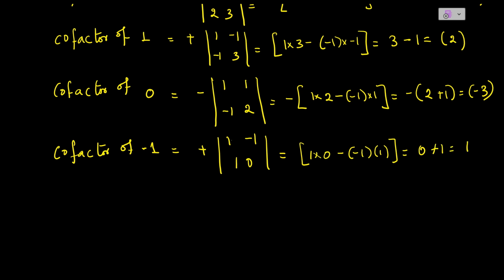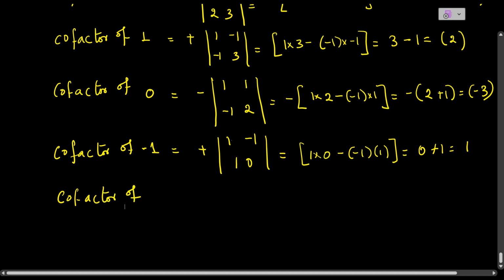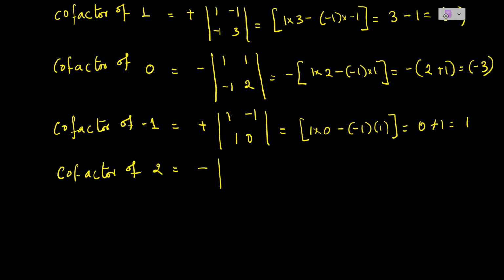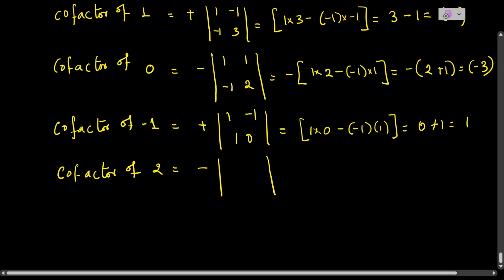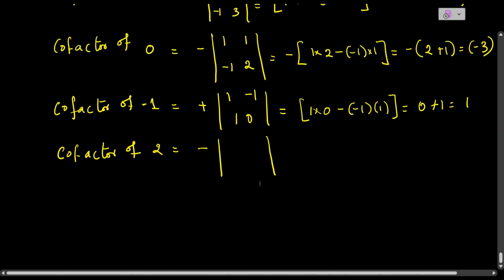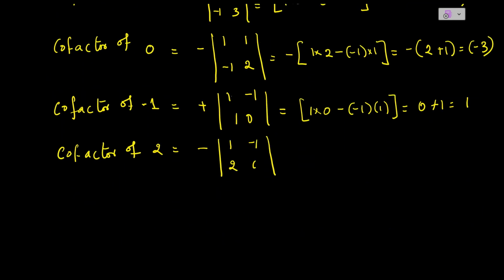What is the next element, students? Cofactor of the next element 2, and its sign is negative. Avoiding its row and column, the determinant is 1, minus 1, 2, 0. Negative of, find its value: 1 into 0 minus of minus 1 into 2. This is negative of 0 plus 2. This gives minus 2. Did you understand, students?